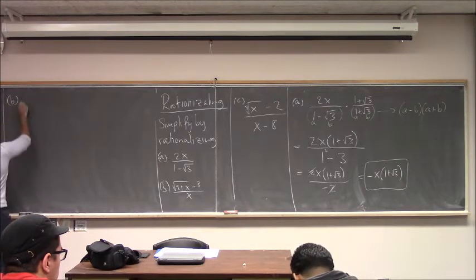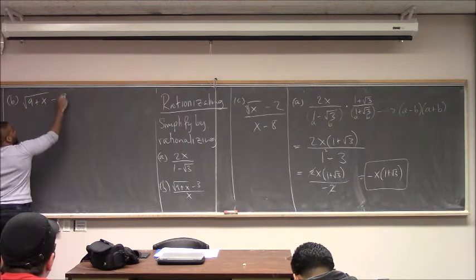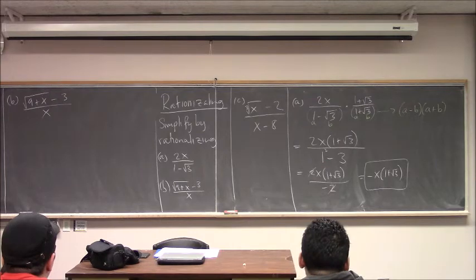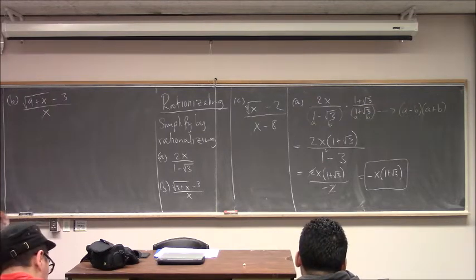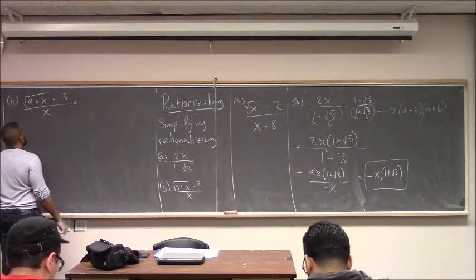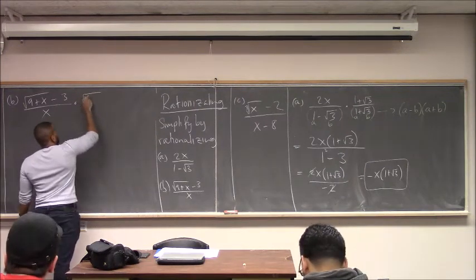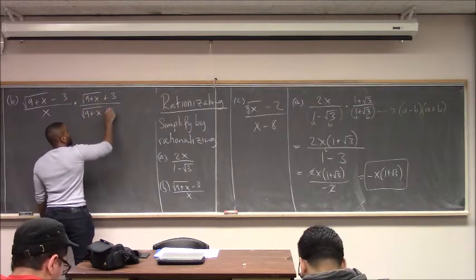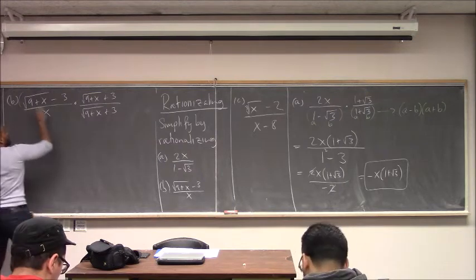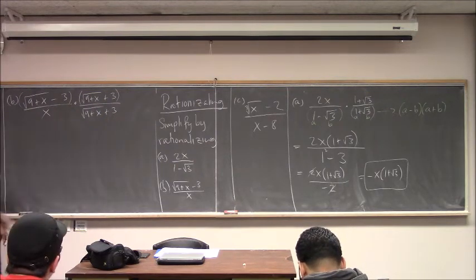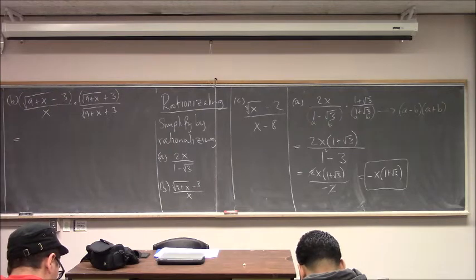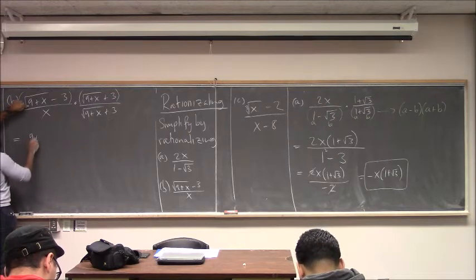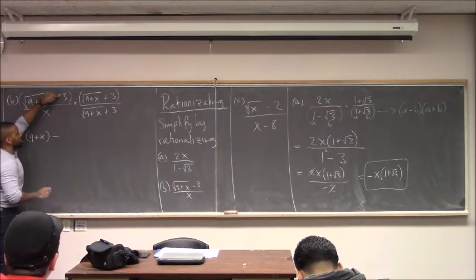What about B? By the conjugate, what is that going to be? 9 plus x minus 3, 9 plus x plus 3, over. So again, now in the numerator we have the difference of squares formula, the factor inside of it, a minus b times a plus b, so that would simplify into a squared minus b squared.